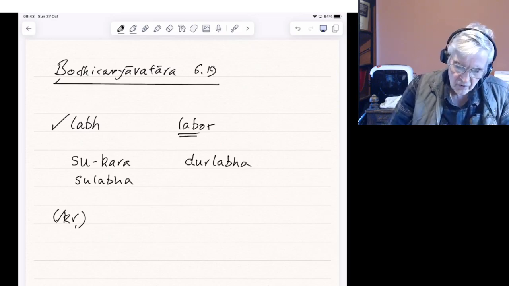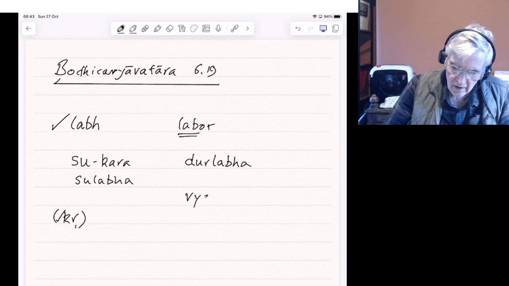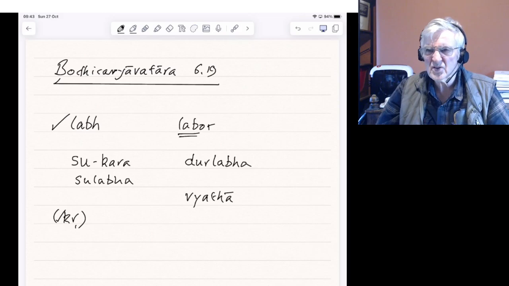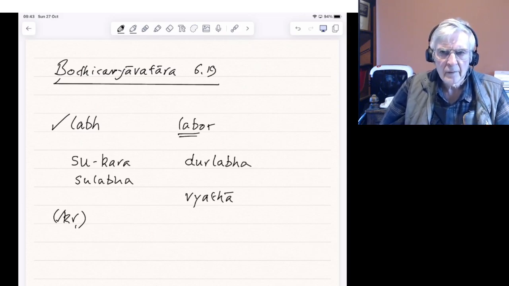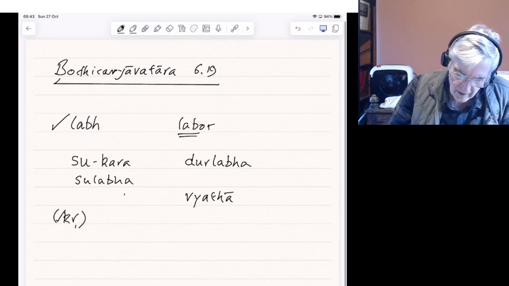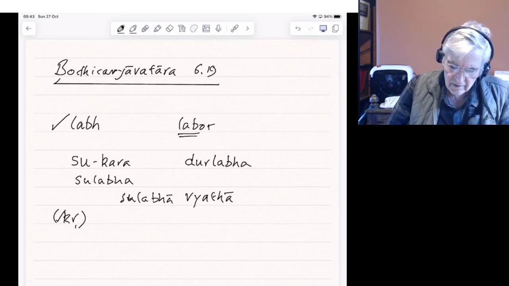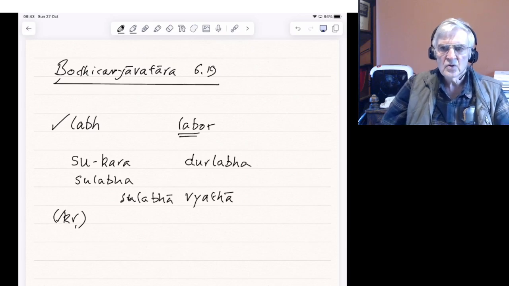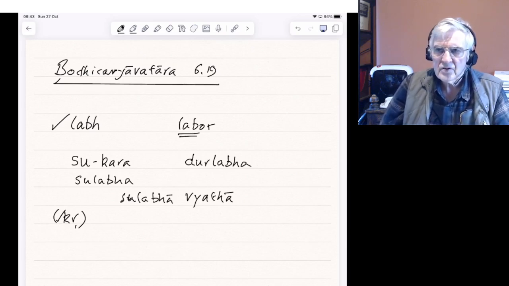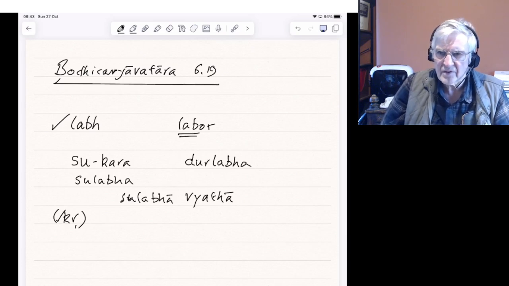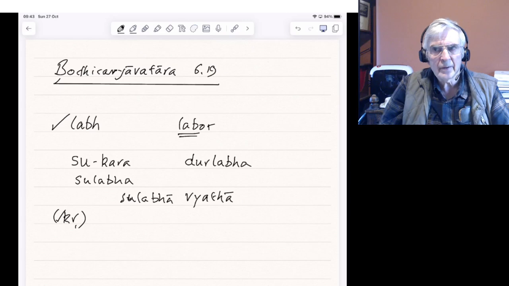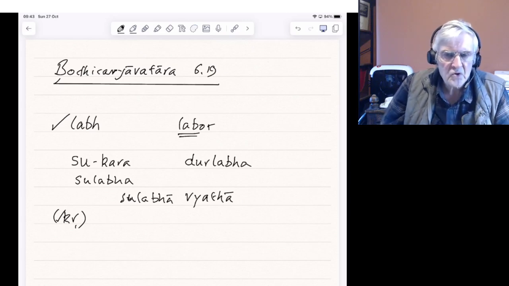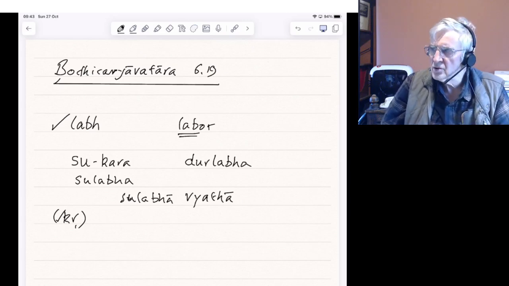So here we have sulabhā vyathā. Vyathā, feminine noun. So I said any kind of pain, distress, discomfort. So sulabha, make it feminine, sulabhā vyathā. Leave out the verb is, not needed in a context like this in Sanskrit. So sulabhā vyathā: pain or distress, discomfort is easy to come by, common, usual.